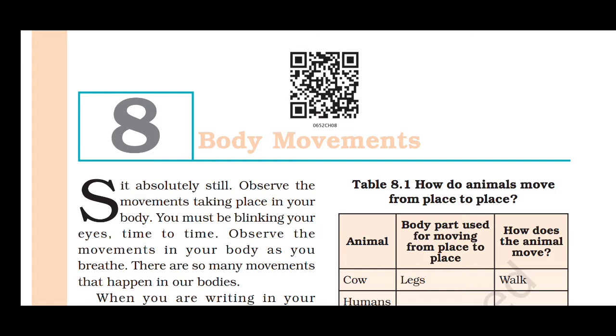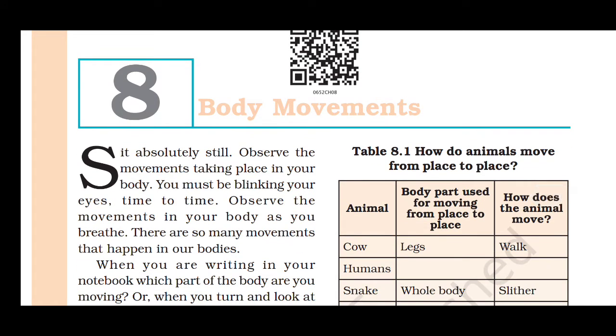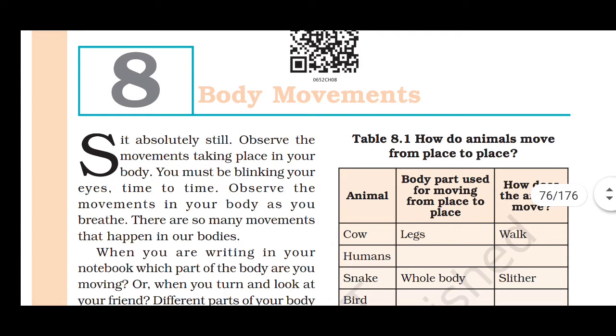Let's see this first. Sit absolutely still. Observe the movements taking place in your body. You must be blinking your eyes time to time. Observe the movements in your body as you breathe. There are so many movements that happen in our bodies. So, if we sit still, some parts of the body will still be moving. Our eyes will be blinking at some interval of time. If you breathe, our body will move slightly.